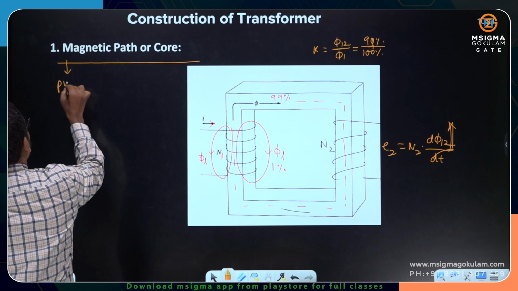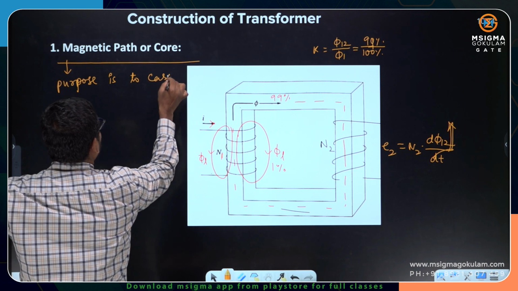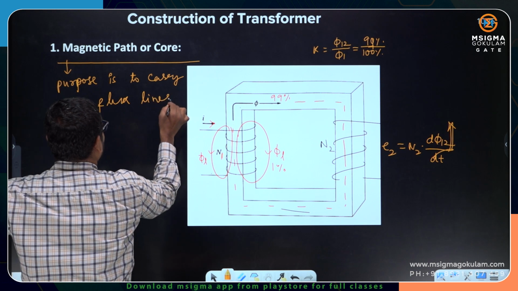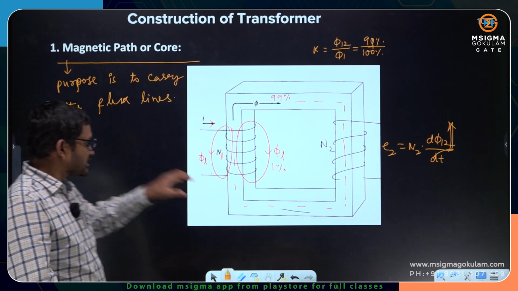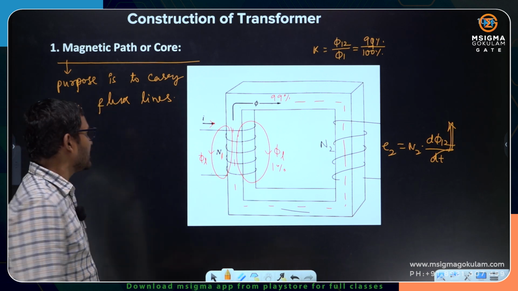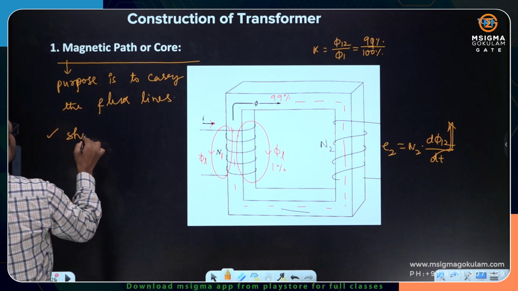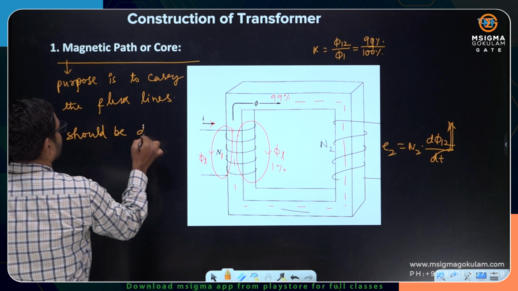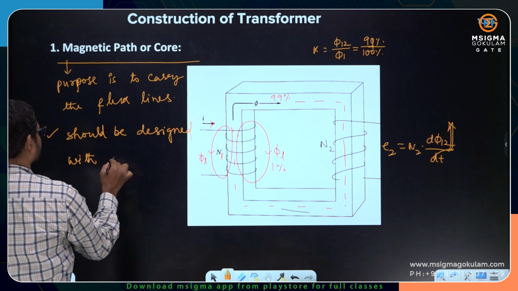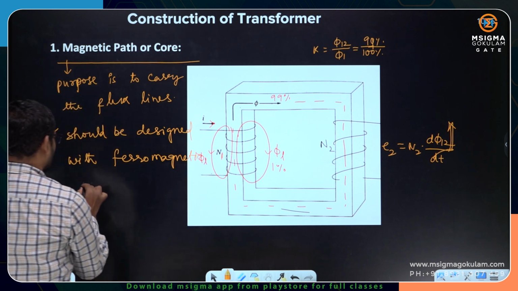The magnetic path's purpose is to carry the flux lines. To carry the flux lines, this magnetic path, this core, must be a magnetic medium. What is a magnetic material? The magnetic path or core should be designed with ferromagnetic material.